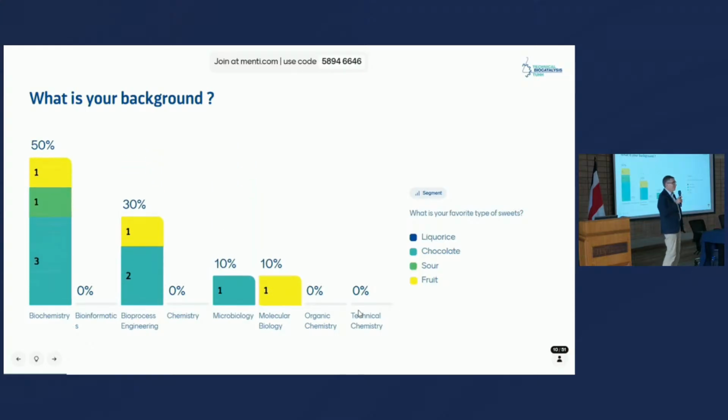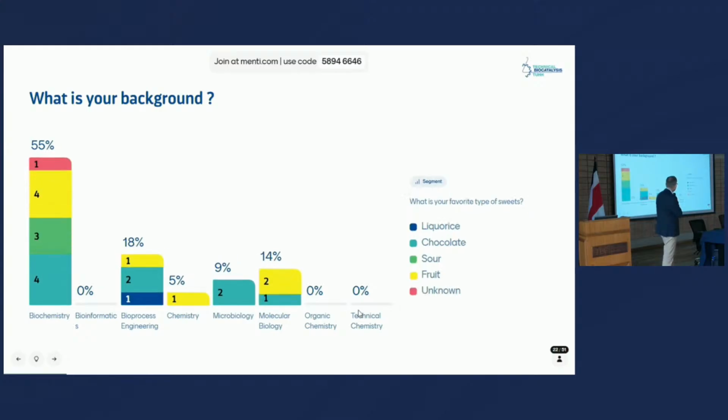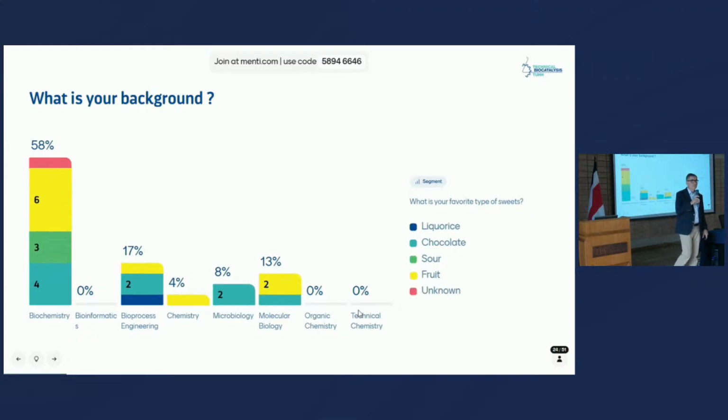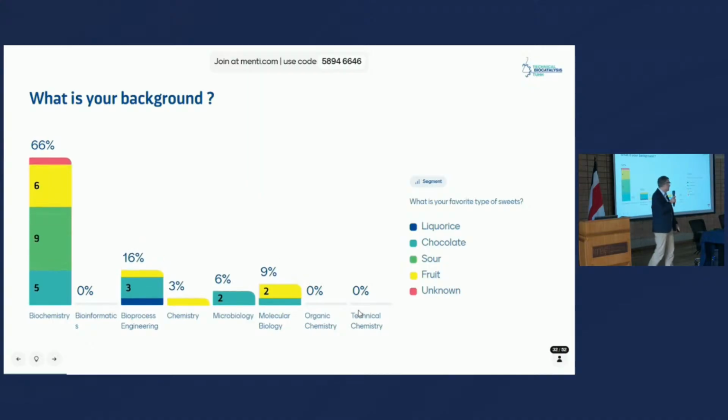So there's 10, and here you can see how many answers. And the nice thing is we can already see that, for example, those who do chemistry only like fruits. Those who do molecular biology also go for chocolate. And the biochemistry people are the most diverse in view of what they select as snacks.